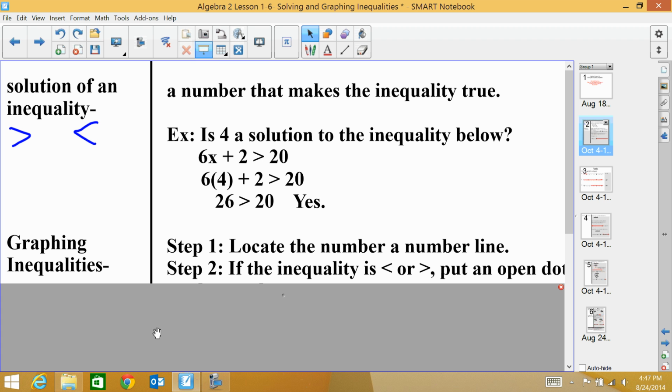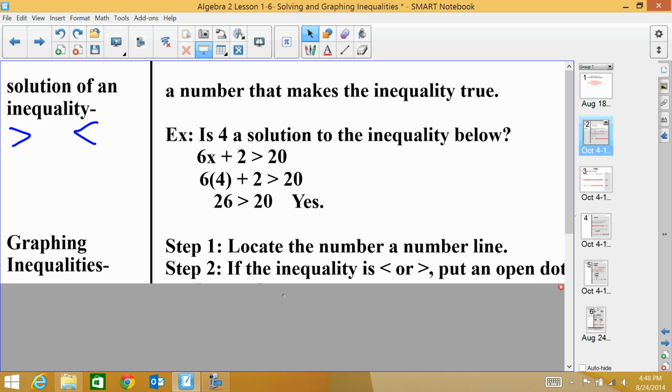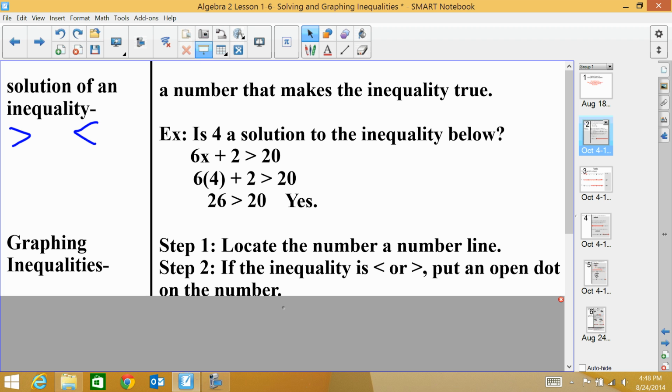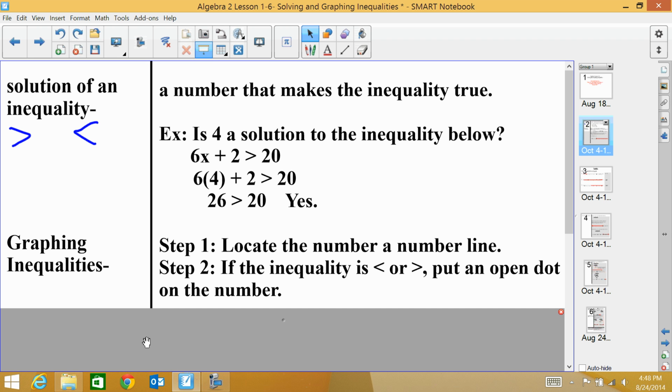Now, when we are graphing inequalities, I've got some things here for you to remember. I'm going to move it over just a little bit so you can read it. So here are the steps for graphing inequalities on a number line, and we'll practice this. First you have to find the number on a number line. So if it says that x is greater than 4, then you would find 4 on the number line.